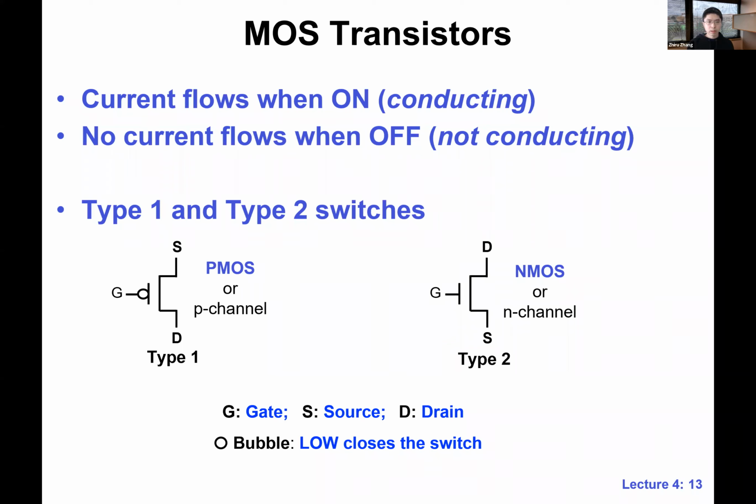One more time, it's important to understand the notation here. In the symbol, when we have a bubble, it usually means this is active low. So basically this is going to be on when we have a 0. That's where we put the bubble. It's active low.